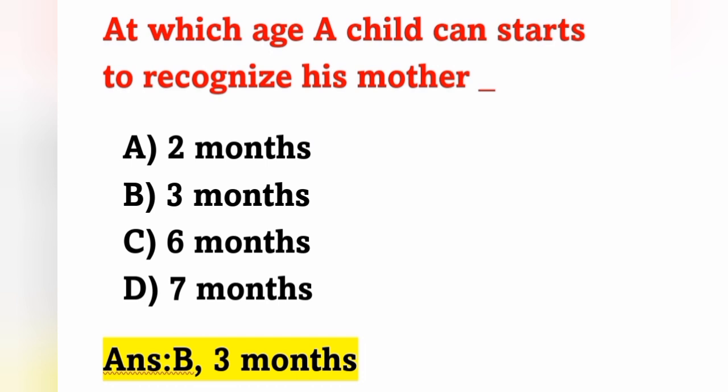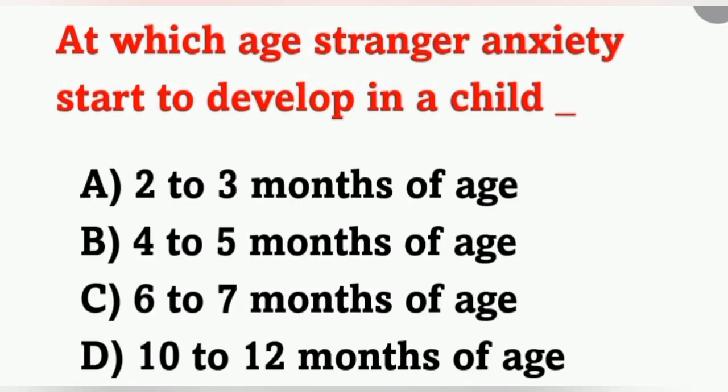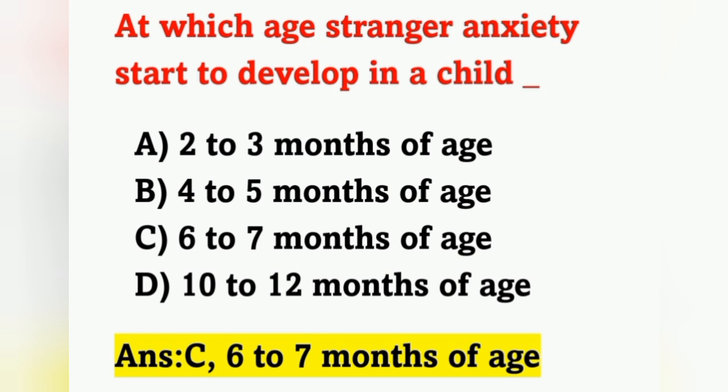And the next question, at which age does stranger anxiety start to develop in a child? Option A, 2 to 3 months of age, option B, 4 to 5 months of age, option C, 6 to 7 months of age, option D, 10 to 12 months of age. Stranger anxiety will start at the age of 6 to 7 months. Option C is the correct answer. By the age of 7 months, the baby can show anxiety on meeting strangers.